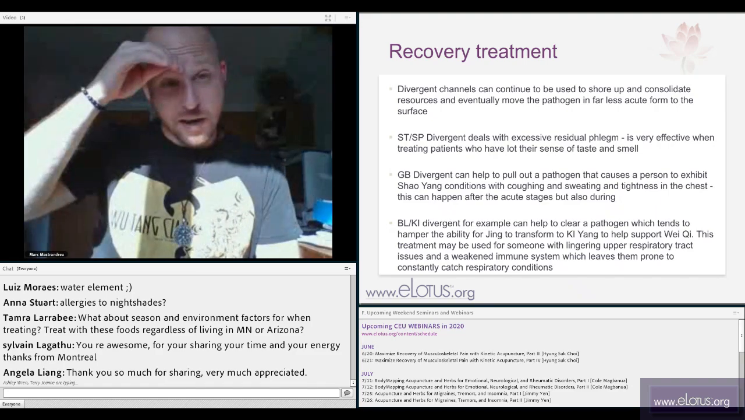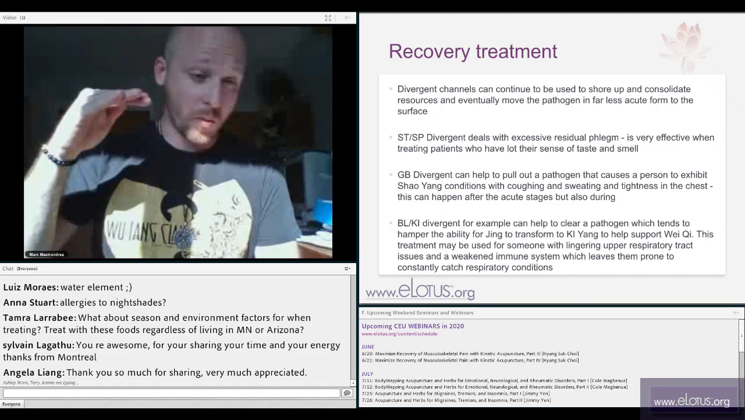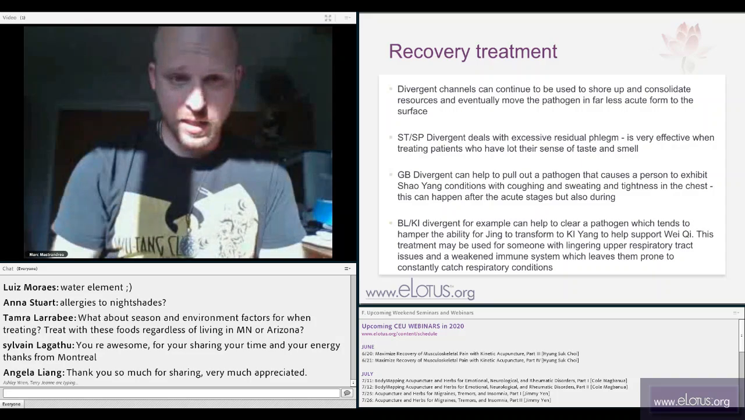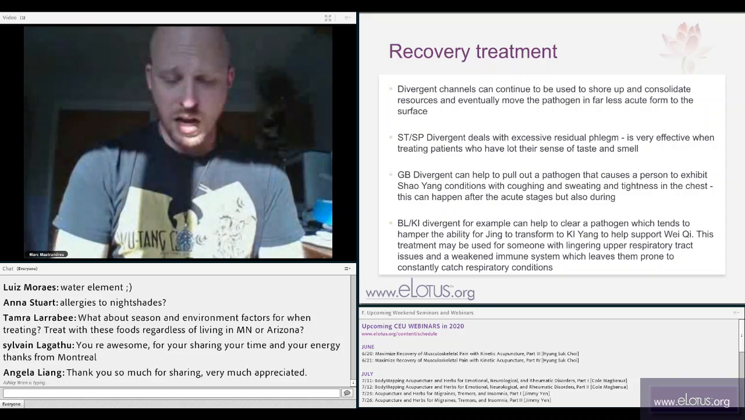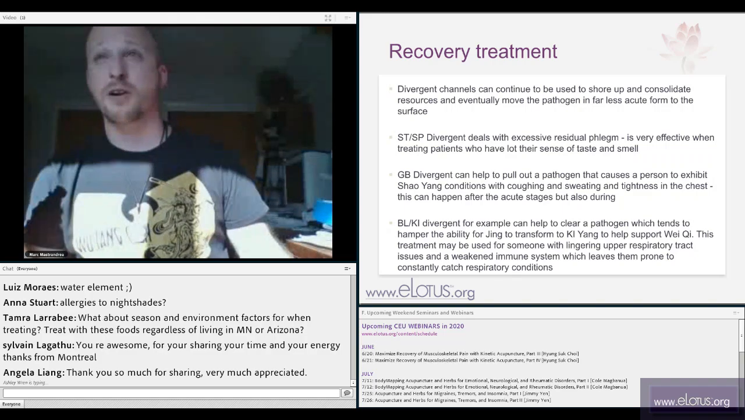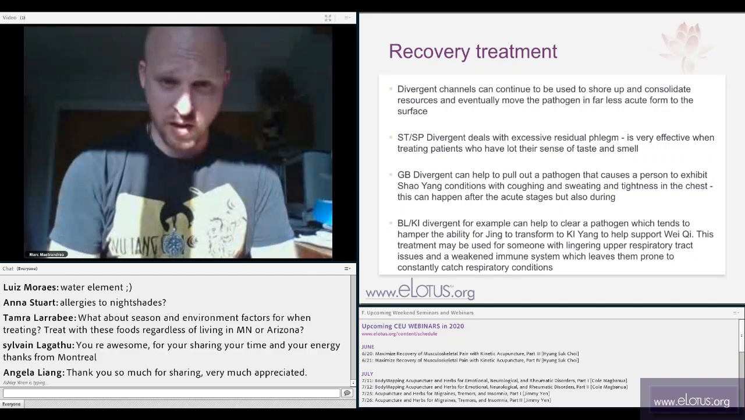So recovery. Divergent channels can continue to be used to shore up and consolidate in the upper levels. You know, gallbladder, liver, bladder, kidney, you can use these. I named some of the things here. Stomach, spleen can deal with excessive residual phlegm. Gallbladder may help to pull out pathogens that are causing the person to exhibit Shaoyang disorder. Sometimes they'll feel better, you think they're doing all right, and then they start to feel a chest constriction. They start to sweat. Shaoyang disorders.